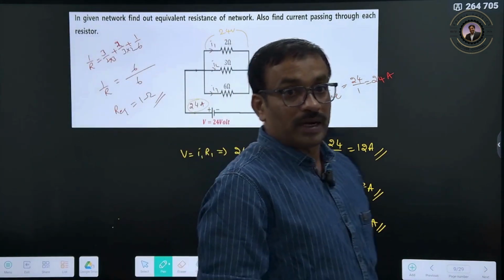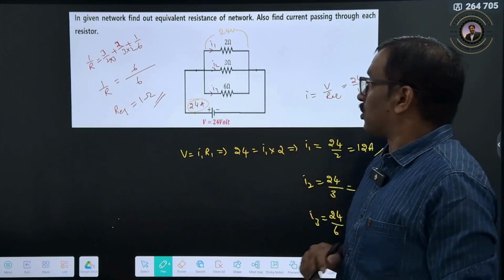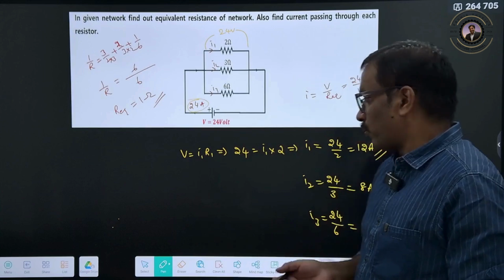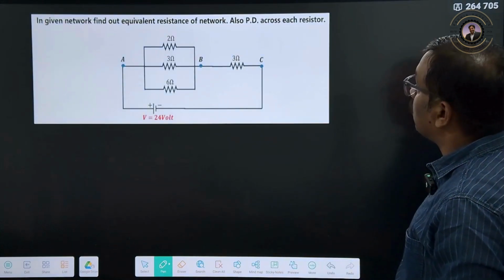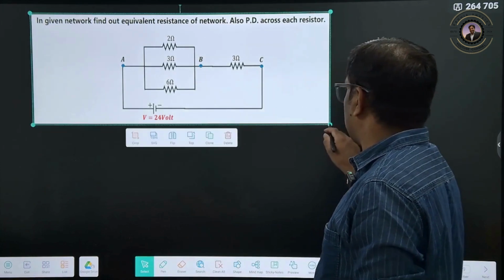Clear? But here I am using 24 and also 24 here because there are no other resistors, so the potential difference will be the same. But suppose any other resistance is there, let us see. Here this one question is given, and from this you can understand.